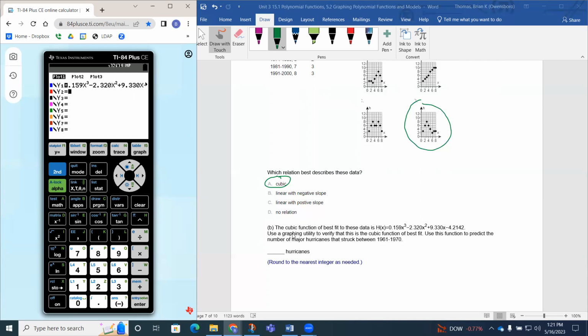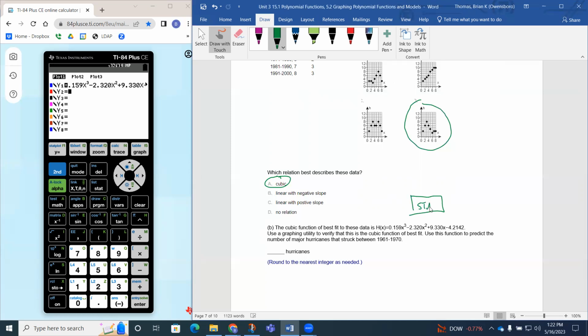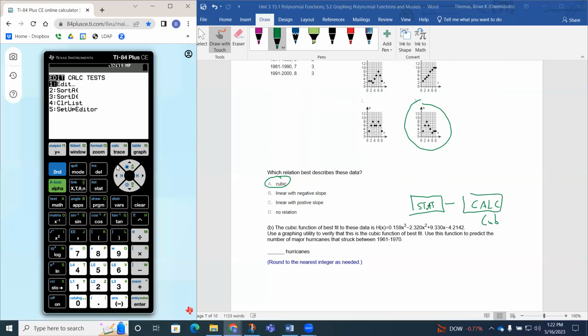So if the function is described by this equation, use the graphing utility to verify the cubic function of best fit. Use this function to predict the major hurricanes between 1961 and 1970. So we did verify by going to stat and going to calculate. So that verified it there. So that cubic regression is the one we wanted. Which one was that again? Stat, calculate, that was number 6.